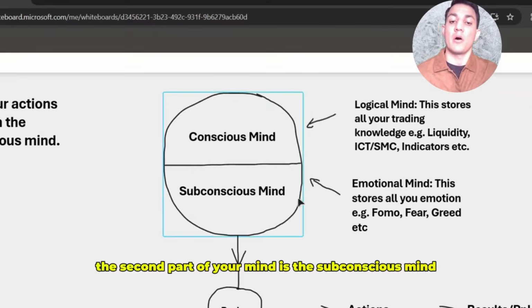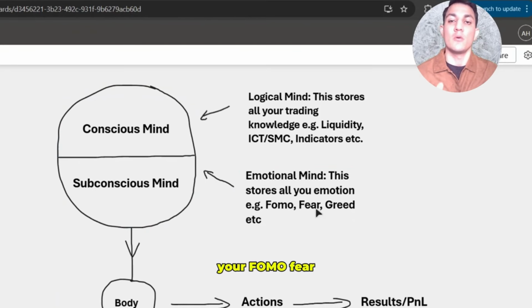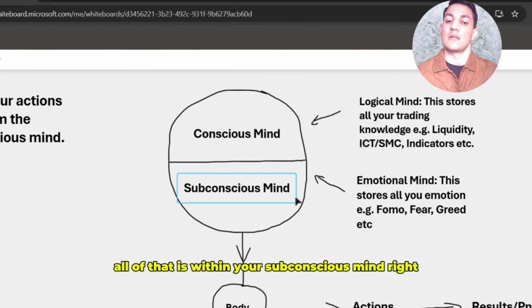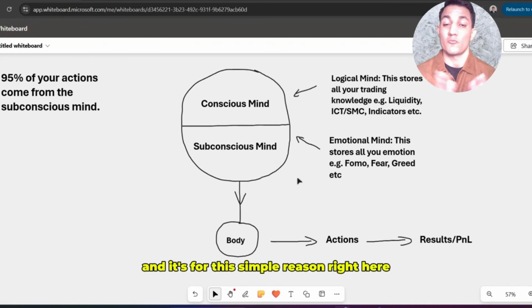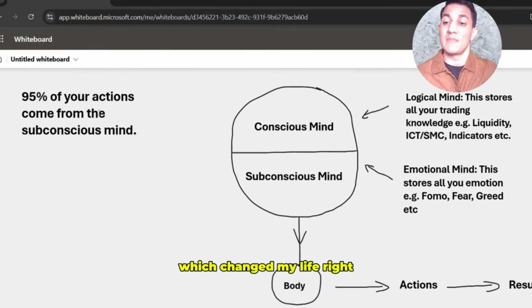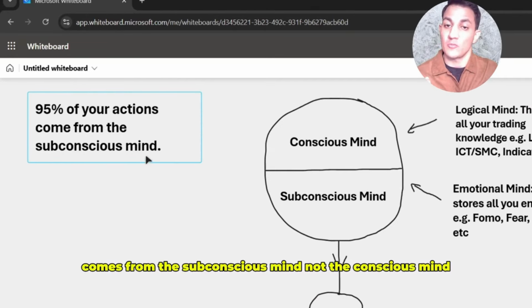And then the second part of your mind is the subconscious mind, right? This is the emotional mind. This stores all your emotion. Your FOMO, fear, greed, discipline, all of that is within your subconscious mind. So your mind is divided into 2 parts. Now you might be wondering, why am I telling you this? It's for this simple reason right here, which changed my life. 95% of your actions come from the subconscious mind, not the conscious mind.